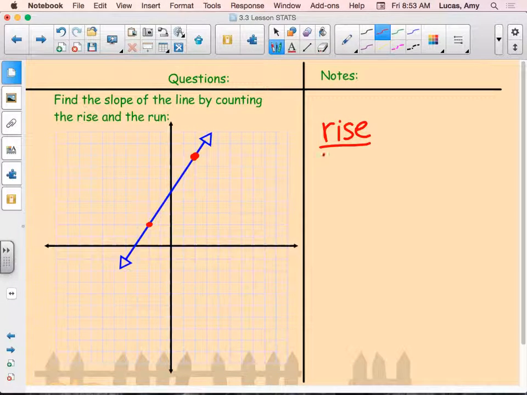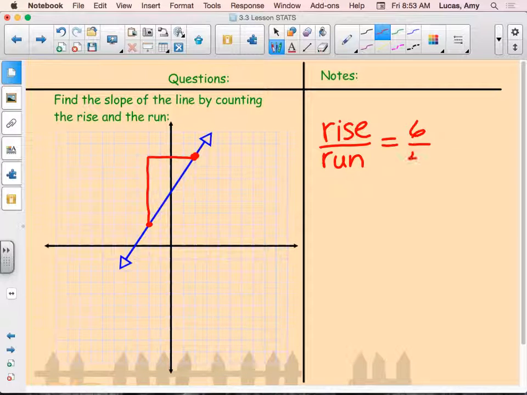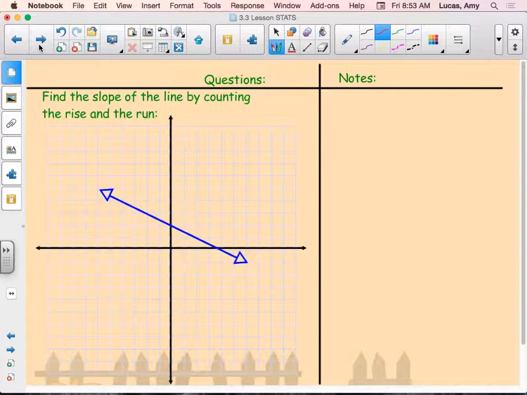Now we can do rise over run again. Start at the point on the left. I'm going up. 1, 2, 3, 4, 5, 6. And I'm going over 1, 2, 3, 4. 6/4 reduces to 3 halves. So my slope is 3 halves. And it's positive. It's rising from left to right.